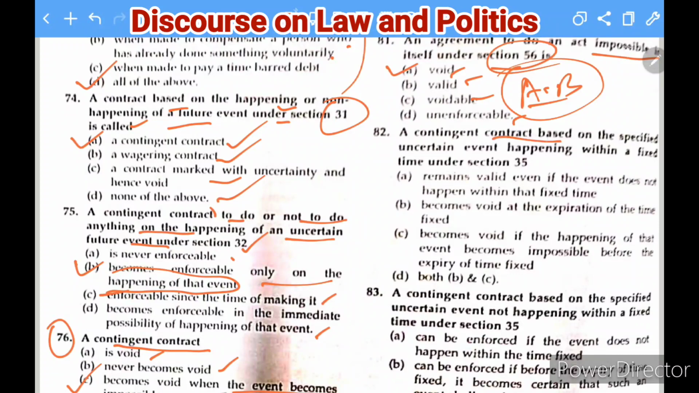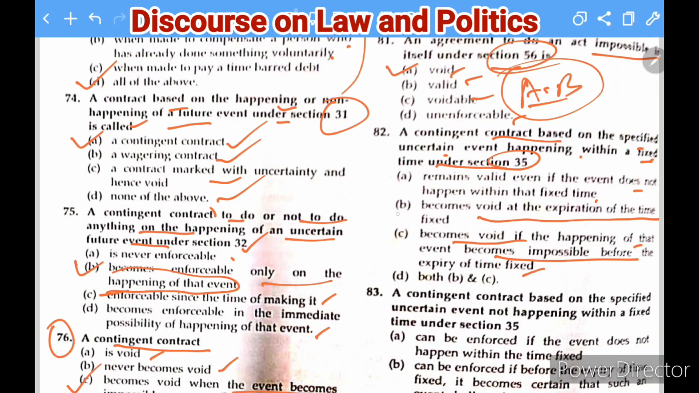A contingent contract based on a specified uncertain event happening within a fixed time under section 35. So when you are making a contingent contract and it is said that the uncertain event will happen within a fixed time, whether the contract remains valid even if the event does not happen within that fixed time, becomes void on expiration of that fixed time, becomes void if the happening of the event becomes impossible before the expiry of the time fixed, or both B and C.